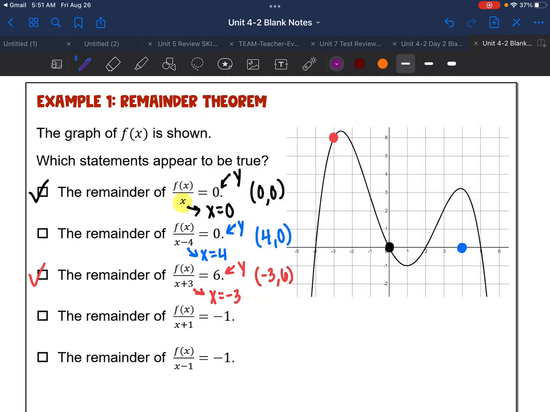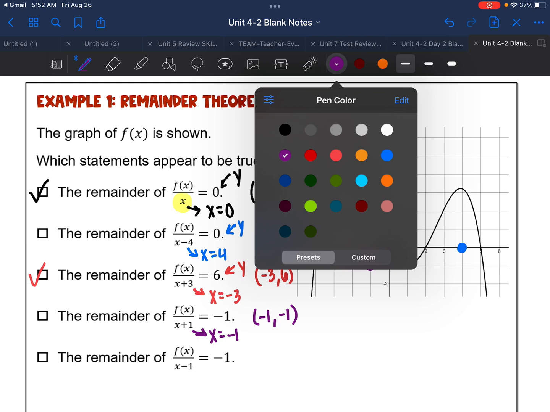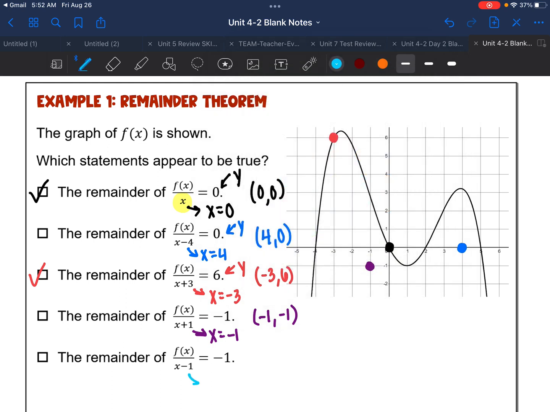For the fourth one, again, we're going to take the opposite, so it's going to be x equals negative 1. The ordered pair is negative 1, negative 1, which is here. That is not on our graph, so it is not a true statement. Lastly, again, take the opposite, so that's the x value. Y value is negative 1, so we're looking at 1, negative 1. That is here. That's on our graph. It's a true statement.